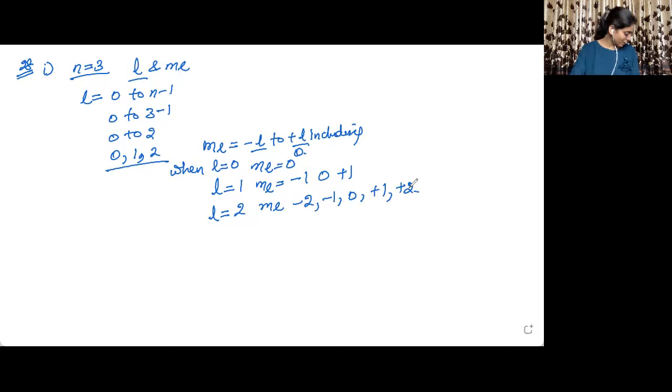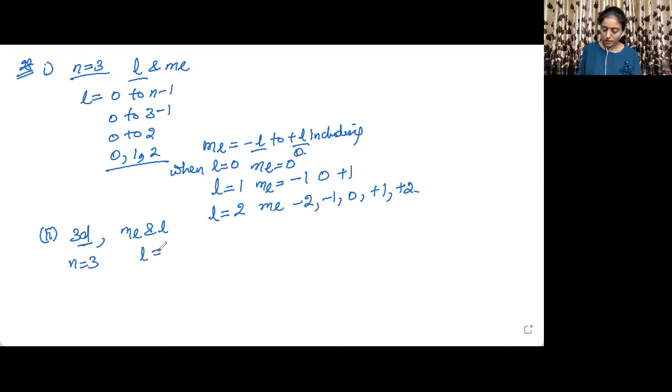Simple. Let us now move to the second part of question number 28. List the quantum numbers ML and L for the electrons in a 3D orbital. We have been given that the electron is in a 3D orbital, and we need to tell the values for ML and L. So n is equal to 3, and it is a D orbital.